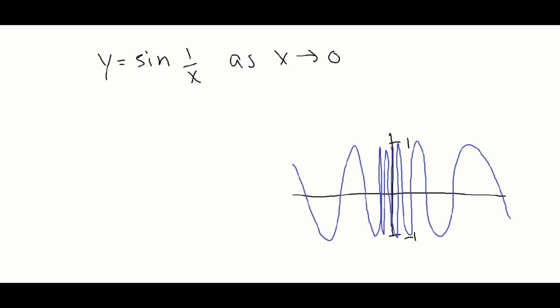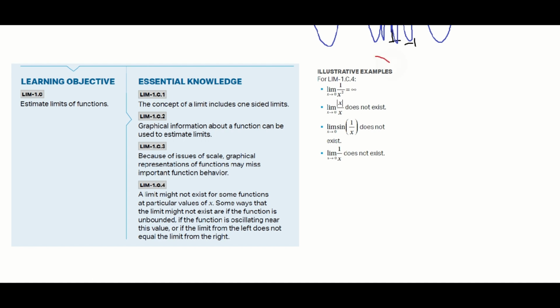As x approaches 0 from either side, the function oscillates more frequently between 1 and -1. And that's because as x gets smaller, 1 over x gets bigger. So the y values go between all real numbers between 1 and -1. And it does that an infinite number of times and never settles at a single number. Therefore, the limit as x approaches 0 of sine 1 over x does not exist.